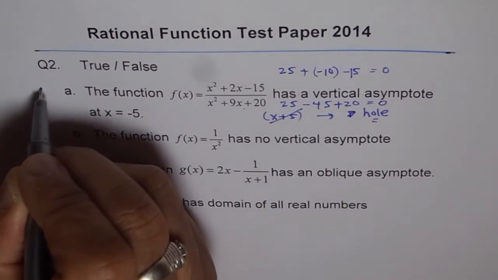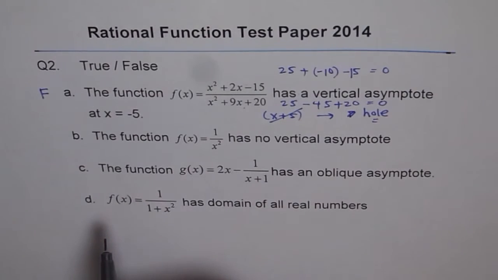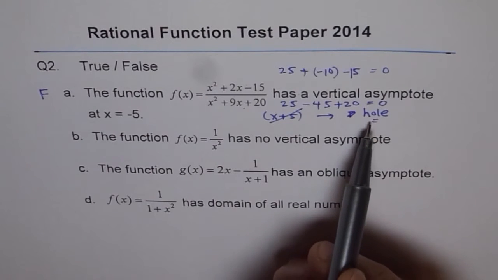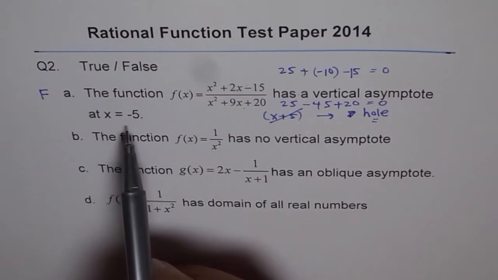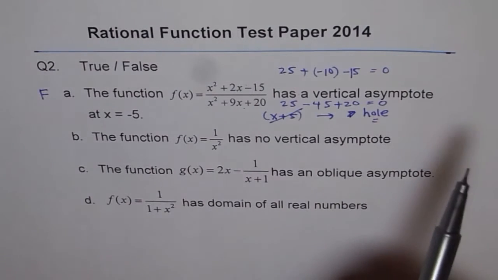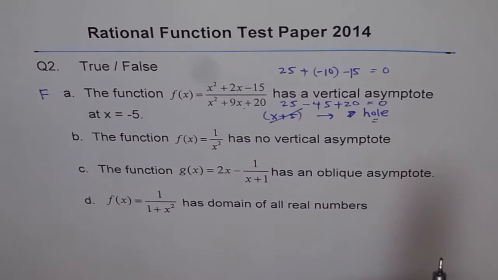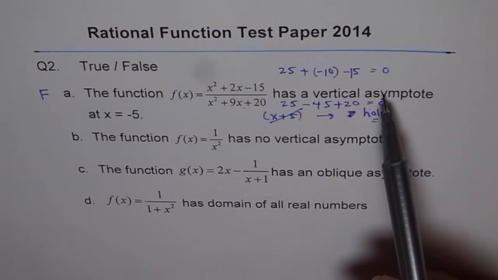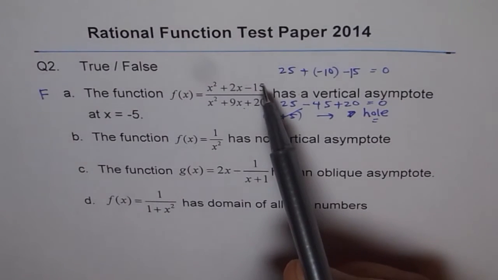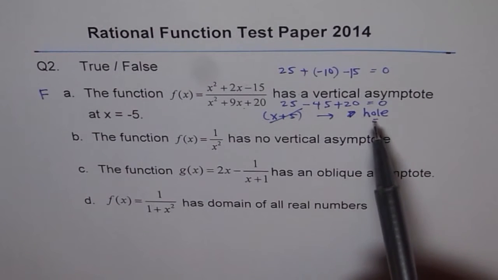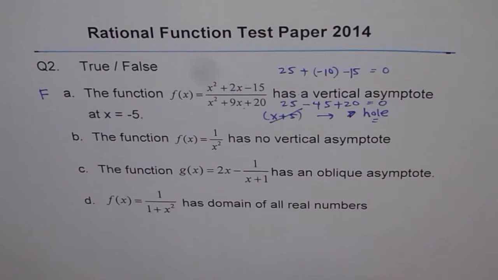So this statement is false, right? We don't have a vertical asymptote at x equals minus 5. We have a hole here at x equals minus 5. And this is much faster. You have your calculators ready with you. Just plug in the value and check if both numerator and denominator have a factor of x plus 5 or not, correct? And you'll find that we do have 0 over 0. That means we have a factor of x plus 5 in numerator and denominator which will cancel out, leading to a hole, not a vertical asymptote. So that's how we do it.